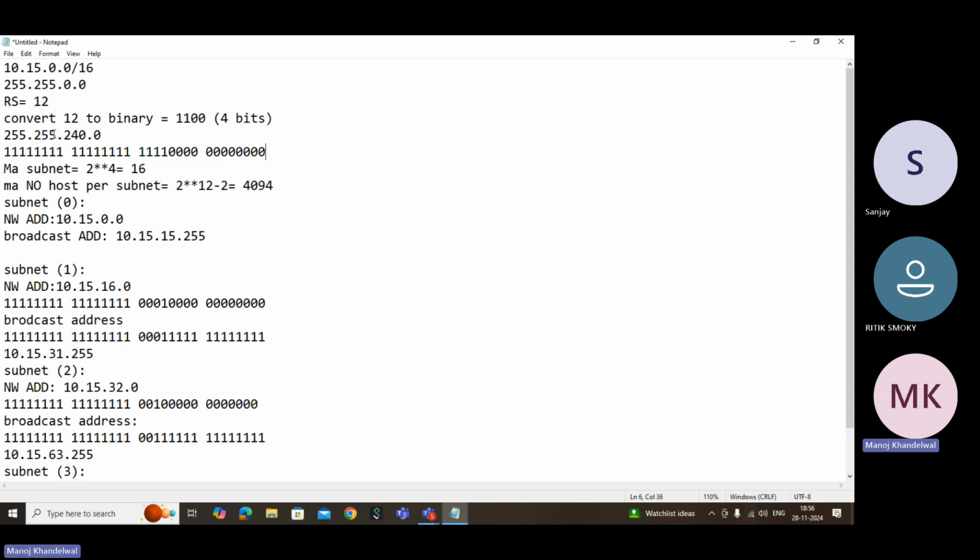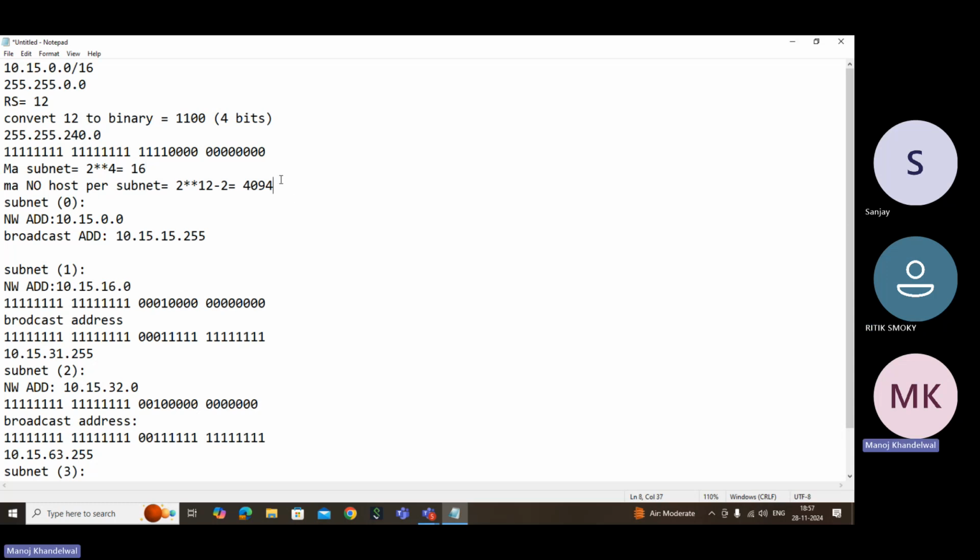So this is the new subnet mask. After converting to decimal, the subnet mask looks like this. Now, maximum subnets is equal to 2 raised to 4, which is 16. Our requirement is 12, so it's meeting the requirement. Maximum number of hosts per subnet is 2 raised to 12 minus 2, which is 4094. It's fine.